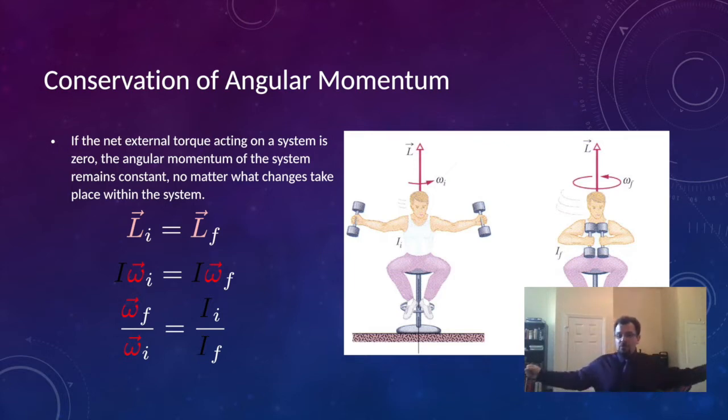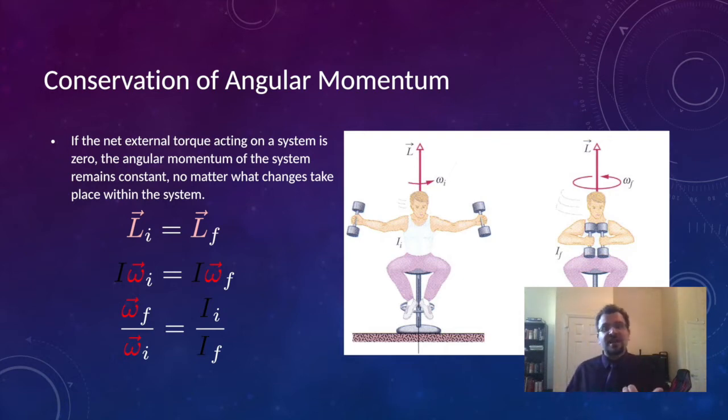So when you pull those masses in, your total mass stays the same, but the location, the radius, changes. So that changes the overall moment of inertia and then allows you to drastically, in some cases, increase the angular velocity. This is the concept that's used in a lot of sports.